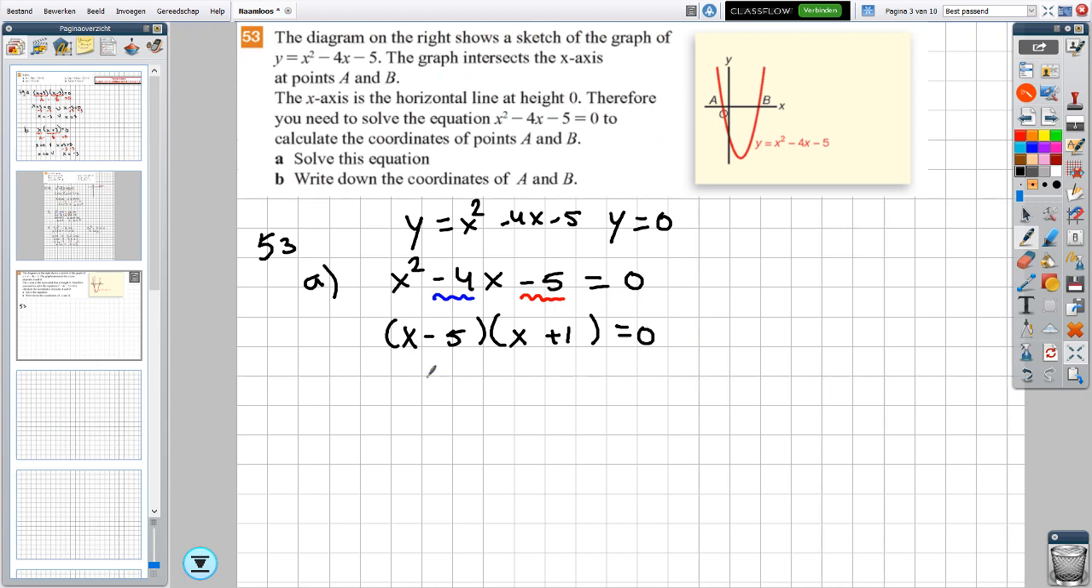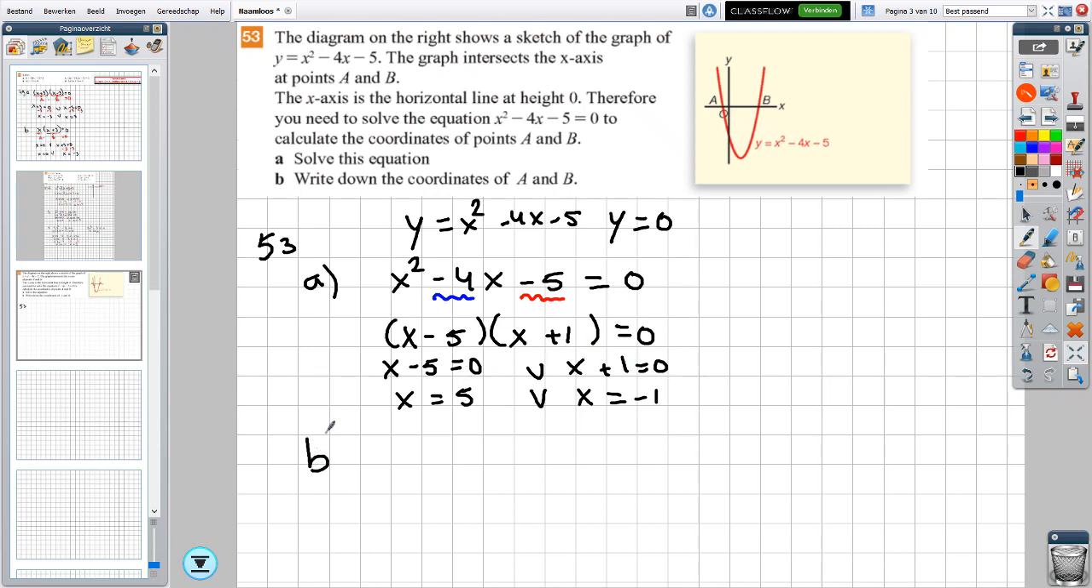So using the product is 0 theory or method, you can now say either x minus 5 is 0 or the other one, x plus 1 is 0. Get rid of this minus 5 on the left hand side. I do plus 5, but then I do also plus 5 on the right hand side. And here I do minus 1, but also minus 1 on the right hand side. So this is exercise A, solve this equation. I found two values for x.